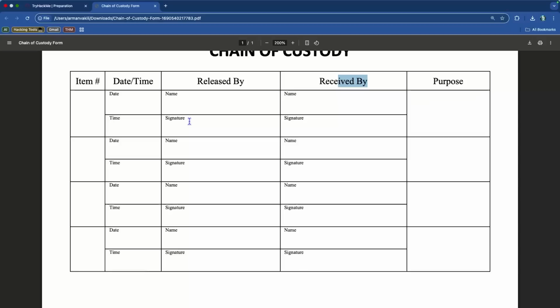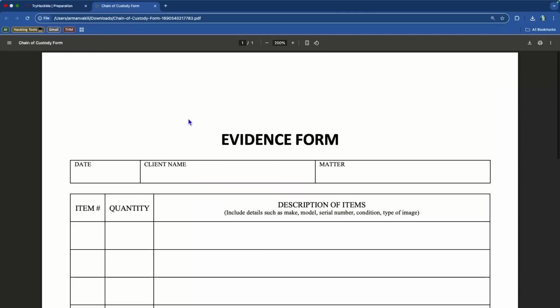What were you doing? What did you do when you took responsibility for this? When you took custody of this? So a very, very important form, the chain of custody form, and they use this in a lot of police stations. I mean, every police station actually does this, so I should rephrase that. Every police station does this.